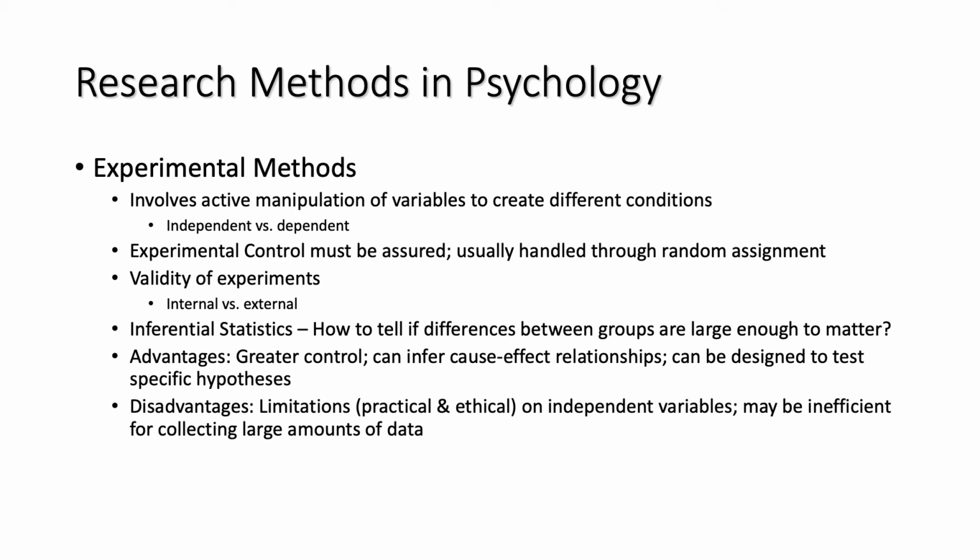Now, don't confuse random assignment with a random sample. My upper-level psych majors often interchange those two terms, and they're very different things. A random sample would mean you went to a population and selected people out in a totally random way, with the hope being that that gives you a sample that reflects the population as a whole.